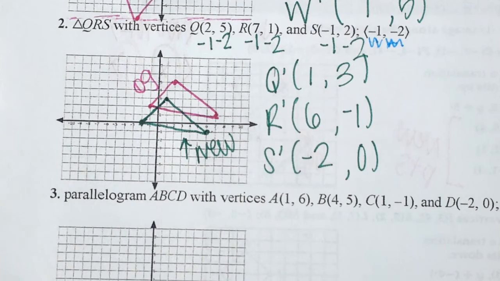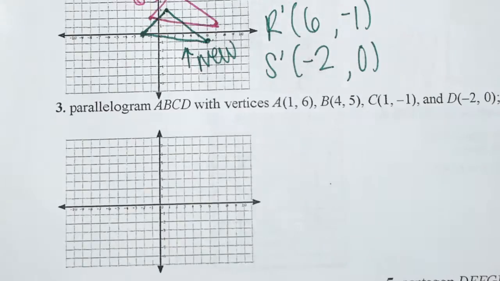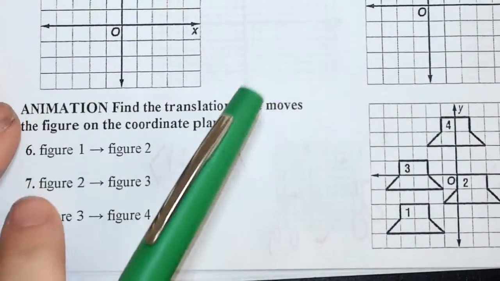Okay? I need you to finish 3, 4, 5, 6, 7, 8. 6, 7, 8 is where you are writing your own vector. So 6, 7, 8, you're writing your own vector. 3, 4, 5, you're doing exactly what we just did.